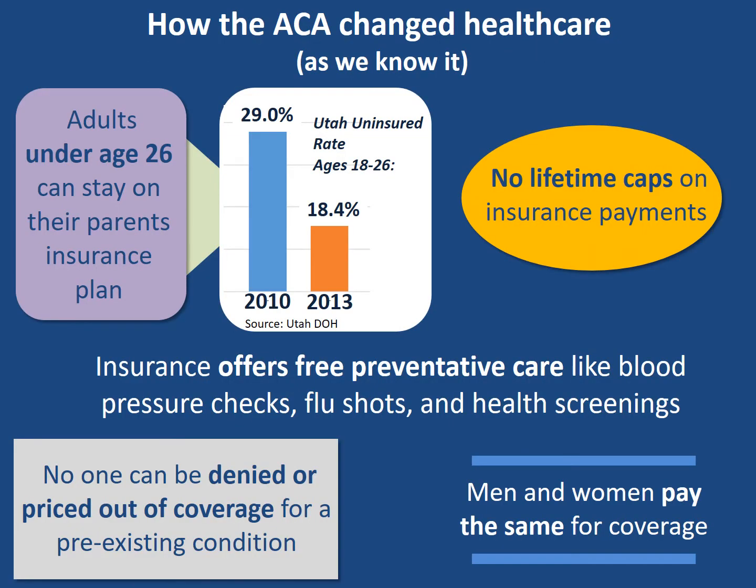So here's some of the basic ways that the Affordable Care Act or the ACA changed healthcare, and I think that the 5 things that they list on this slide are probably the most popular tenets of the law. So starting on the top left side there, adults under the age of 26 can stay on their parents' insurance plan. It didn't used to be that way.